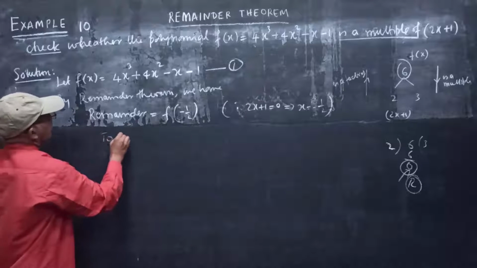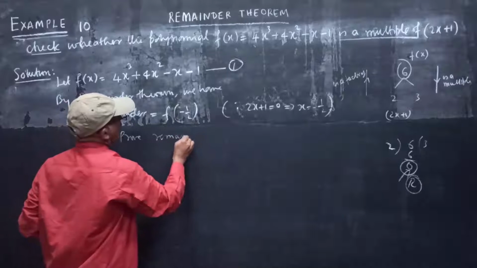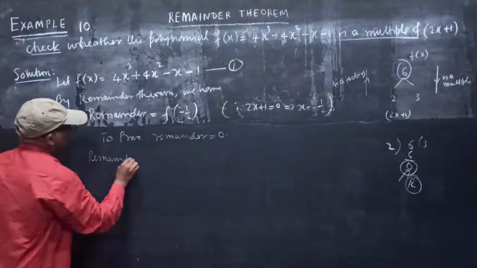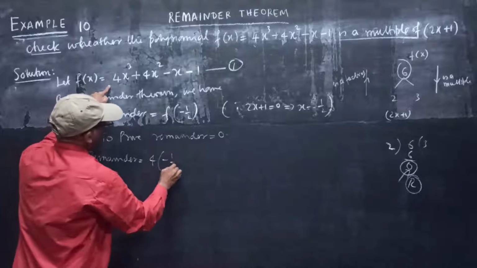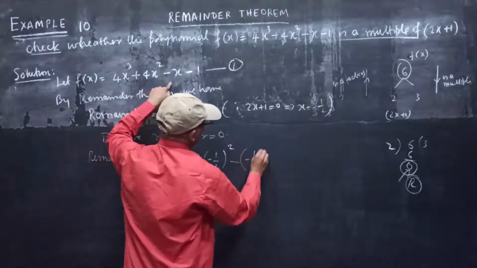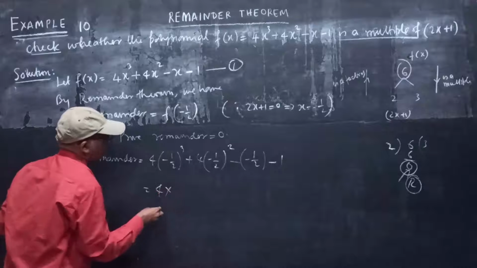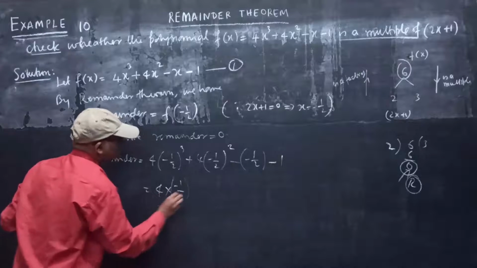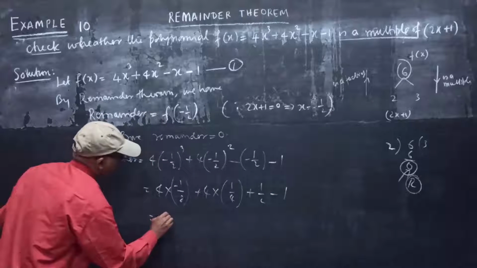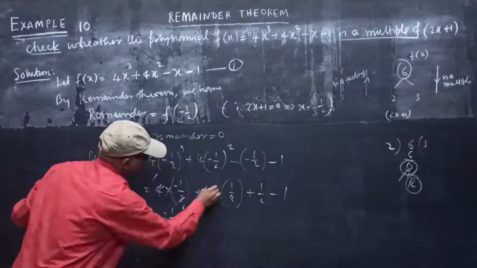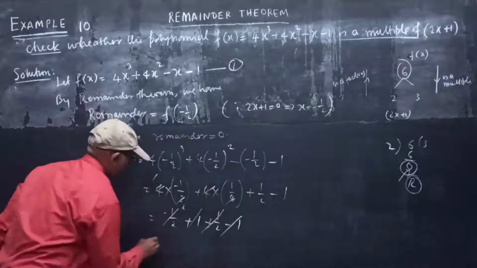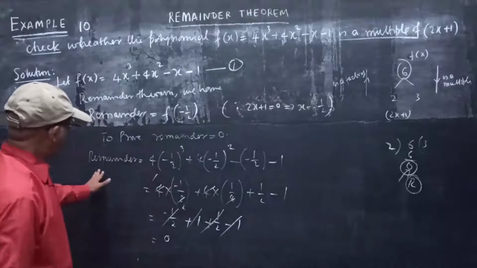So to prove the remainder is equal to 0, the remainder is equal to 4 × (−1/2)³ + 4 × (−1/2)² − 1/2 − 1. So this is equal to 4 × (−1/8) + 4 × (1/4) + 1/2 − 1, which is −1/2 + 1 + 1/2 − 1. The 1 and −1 cancel, and −1/2 + 1/2 gives 0. Therefore the remainder is equal to 0.